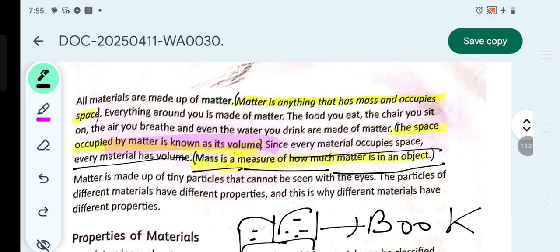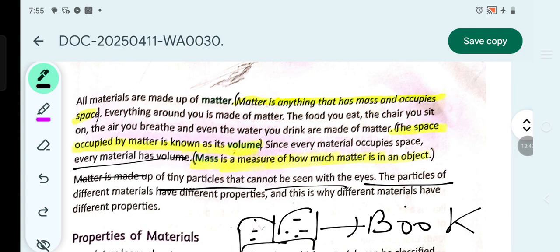So, if it has its particular mass and its particular volume, then the mass is the measurement of matter, how much matter is in that object. Matter is made up of tiny particles that we cannot see with the naked eye, and the particles of different materials have different properties, and that's why different materials have different properties.